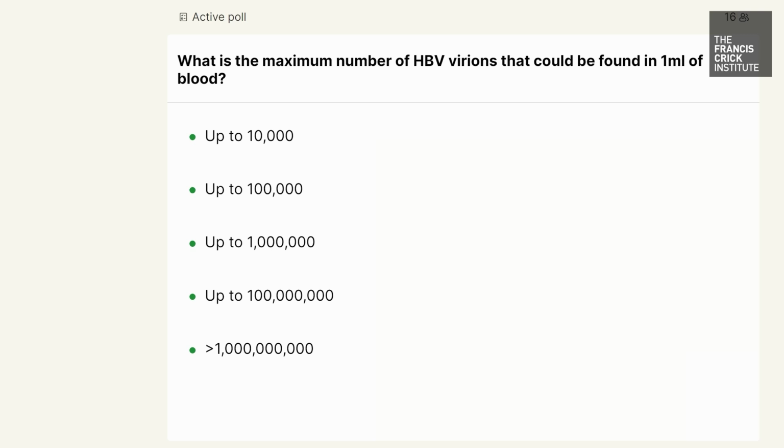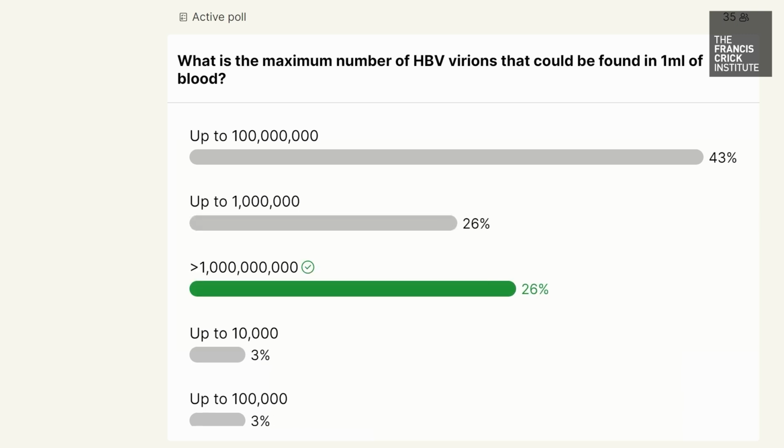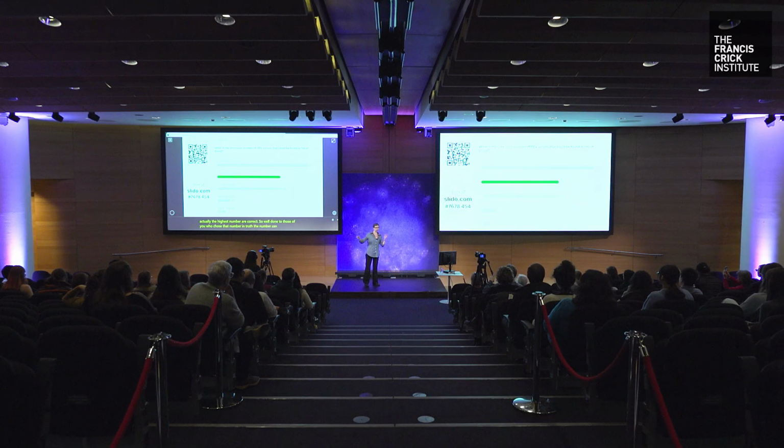So I'm seeing a few people have managed to vote, so I'm going to advance. Okay, we've got a mixture, and it's changing over time. Okay, well done. Those of you who picked the green answer, which is actually the highest number, are correct. So well done to those of you who chose that number. In truth, the number can go much higher, so you can have one with 14 zeros on the end. That's more than the population of the world number of viruses in 1 ml of blood, which is pretty extraordinary.